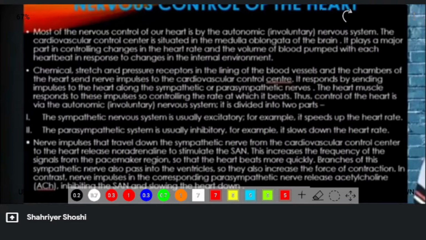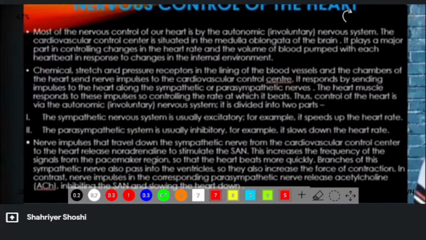It responds by sending impulses to the heart along the sympathetic or parasympathetic nerve. Now, this might be an MCQ: by which nerve is the response from the cardiovascular control center transported to the heart? So the answer will be sympathetic or parasympathetic nerve. The heart muscles respond to these impulses, controlling the rate at which it beats. Thus, control of the heart is via the autonomic involuntary nervous system.